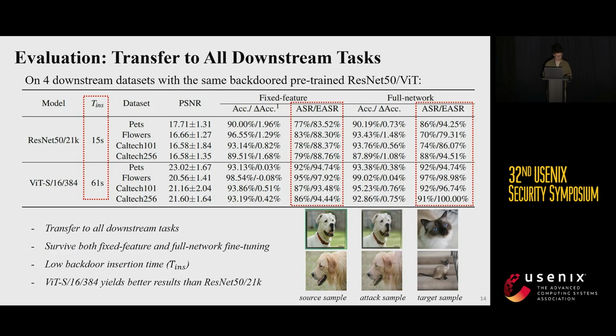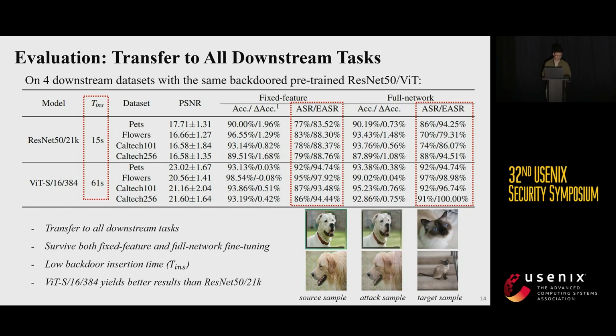So here we come to the evaluation part. Here we show how the backdoor can transfer to all downstream tasks. We found that, first, for the same backdoor pre-trained model, the backdoor can transfer to all downstream models. Because the aliasing is not tied to any specific task or any specific features of the inputs, it can transfer to all downstream tasks.